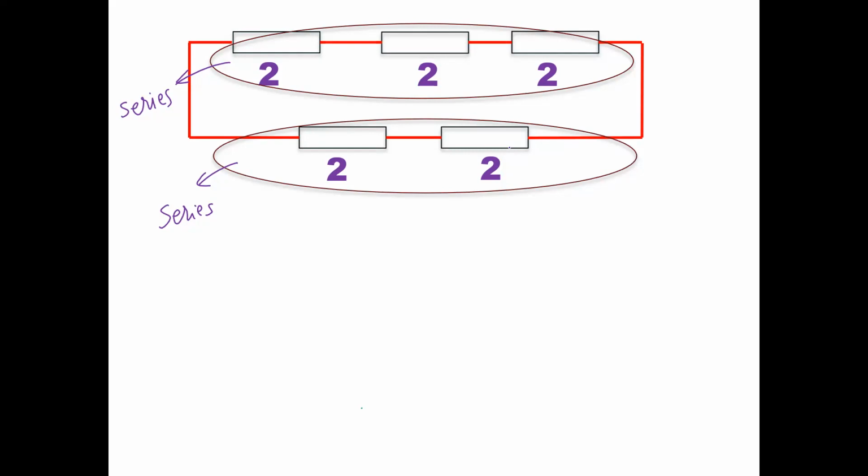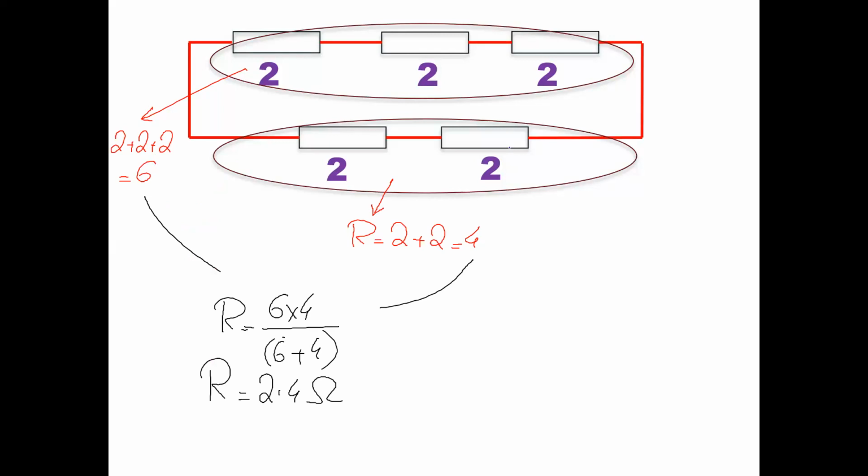Now the above line will be 6. The lower line will be 4. And once you get them in parallel combination, the formula will be R1 R2 upon R1 plus R2. The final answer you are getting is 2.4.